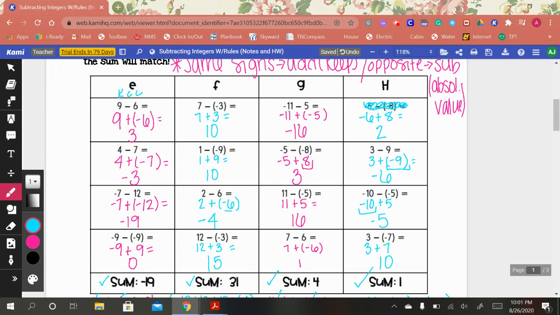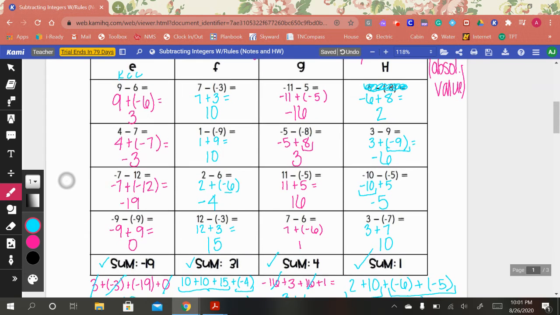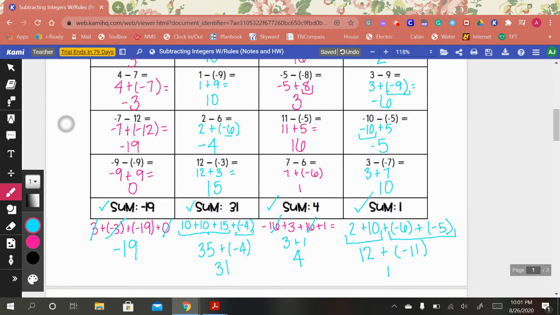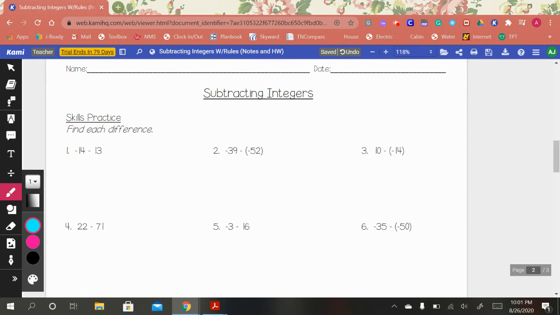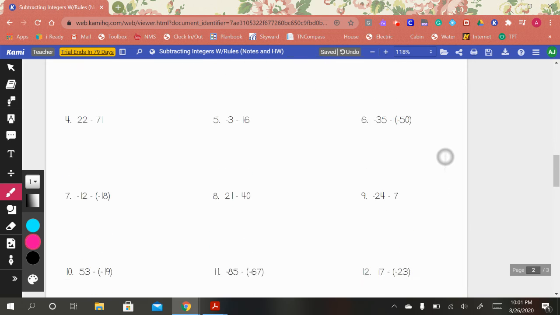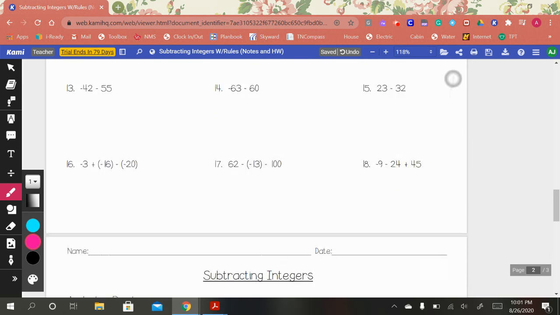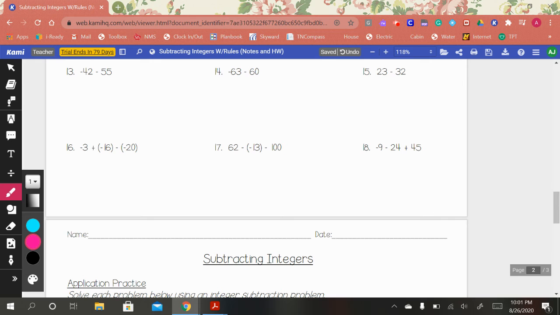Let's take a quick look at the homework. Again, yours is going to be on Google Slides. And like I said, I use Kami just because it's a little easier to maneuver. So on the skills practice page, you are finding the difference and you want to make sure that you are using keep, change, change for all of those problems. All right. And then we're going to scroll on down to the application practice.